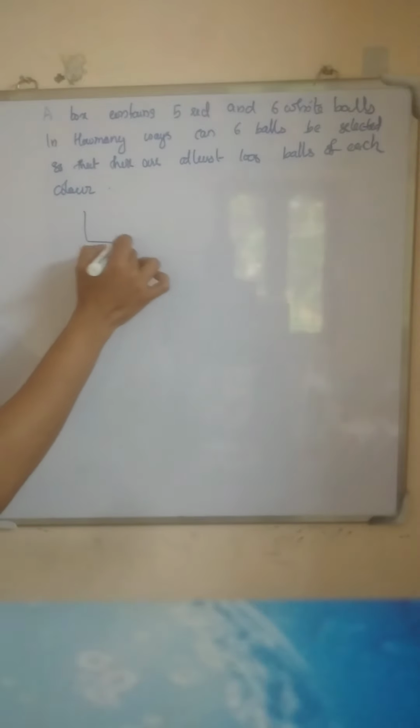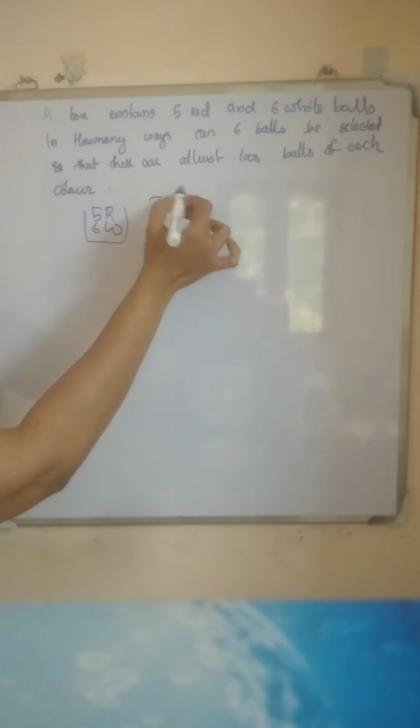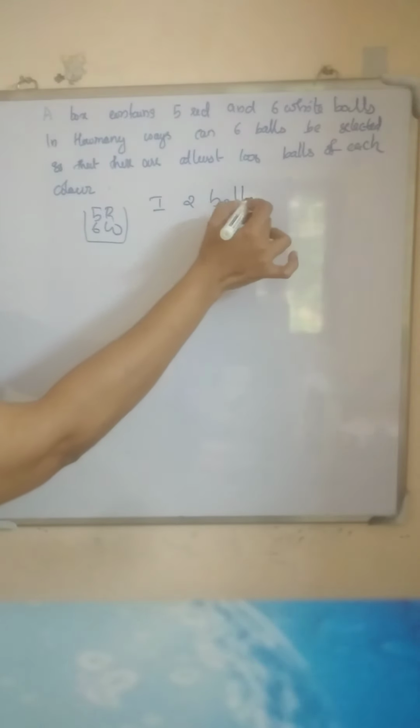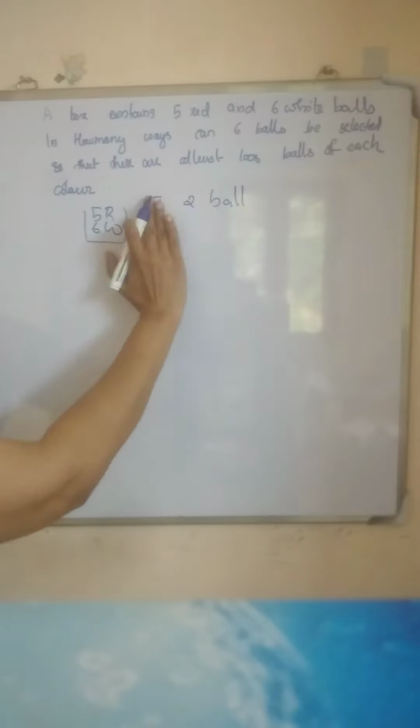Next problem. A box contains 5 red and 6 white balls. In how many ways can 6 balls be selected so that there are at least 2 balls of each color? A box containing 5 red and 6 white balls. In how many ways can 6 balls be selected so that there are at least 2 balls of each color?